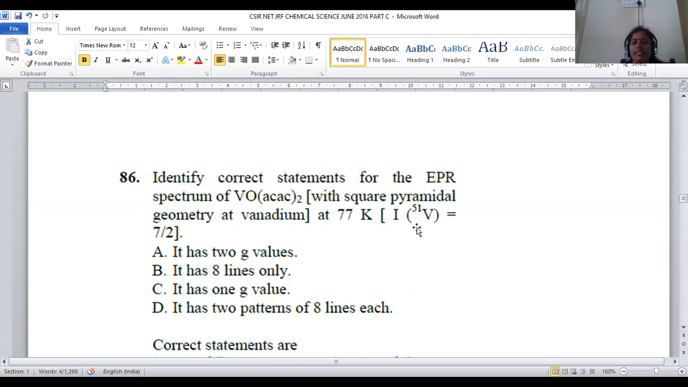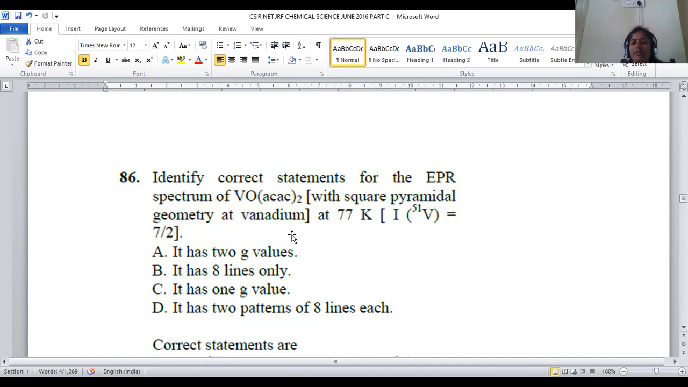Let us move on to question number 86. It is a part of, again, inorganic chemistry, where the EPR spectrum, that means spectroscopic application of inorganic chemistry, is given. Identify the correct statement for the EPR spectrum of vanadyl acetylacetonate, VO(acac) taken twice, where acac stands for the acetylacetonato ligand. It is a bidentate ligand with a square pyramidal geometry at the vanadium, at 77 Kelvin temperature, and the nuclear spin of vanadium 51 is given as 7/2. How many EPR signals are given for this VO(acac) taken twice?